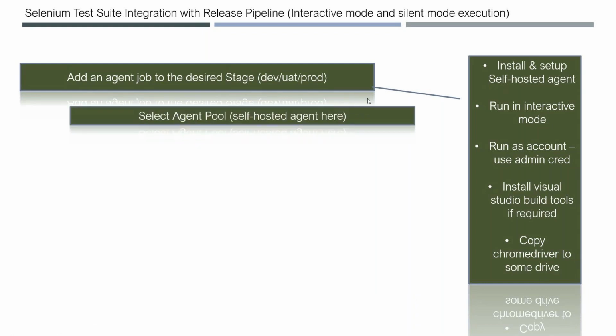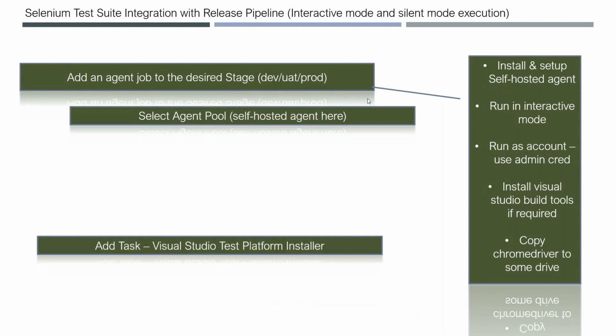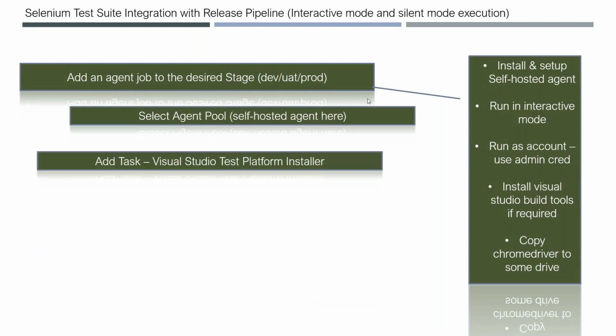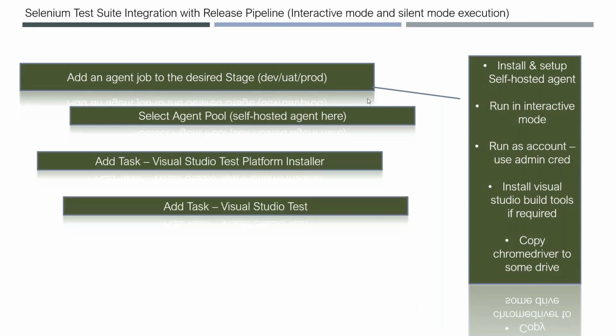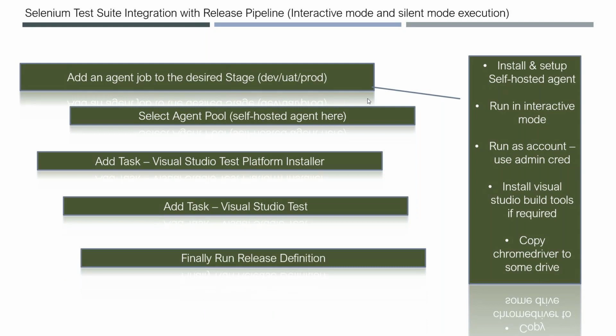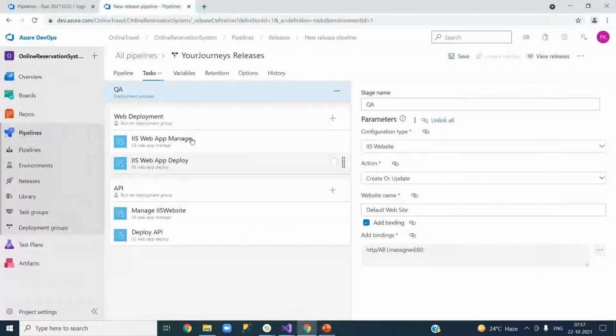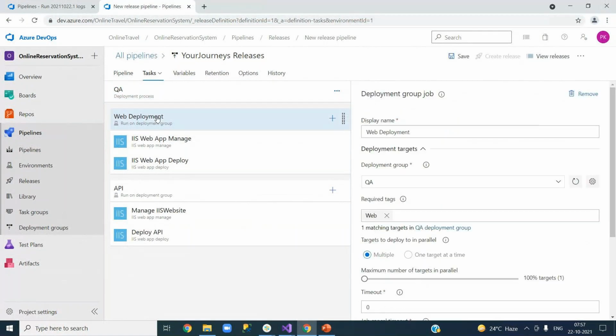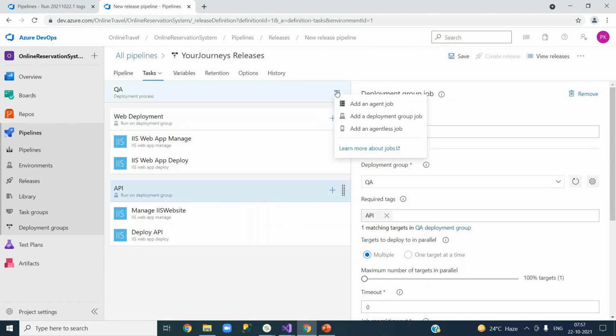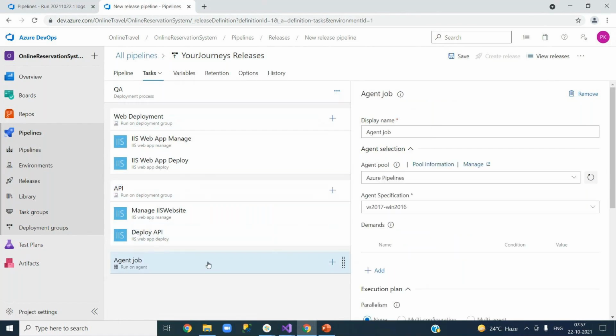After that, you will select the self-hosted agent after you configure it, and then you will add a task, the Visual Studio Test Platform Installer, and then you will add another task, Visual Studio Test, and finally you will run the release definition. First, let's go ahead and add an agent job to your pipeline. Right now, these are all deployment group job types. This deployment group job is named web deployment. The next deployment group job is named API. Now go ahead and add another type of job, that is, add an agent job, and you can rename it to Selenium.